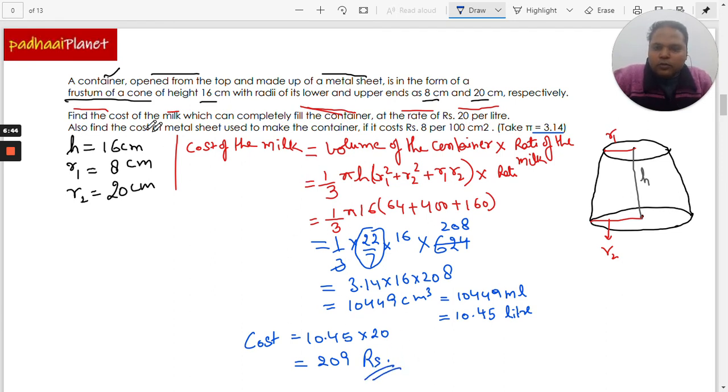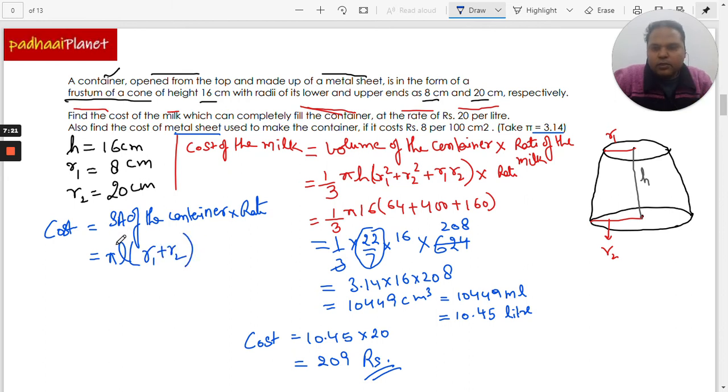Now they also want us to find the cost of the metal sheet which is used to make the container. Now the cost of the metal sheet is equal to the surface area of the container multiplied by the rate of the sheet, right? So first let's find out the surface area, and surface area is pi L (R1 plus R2). Now we need to find out the L.